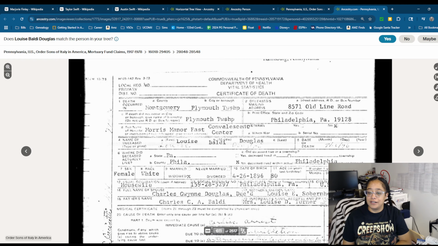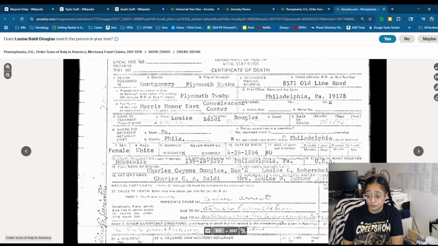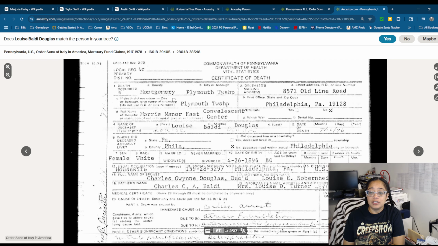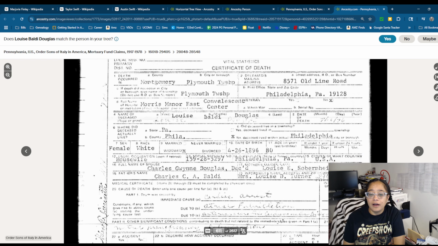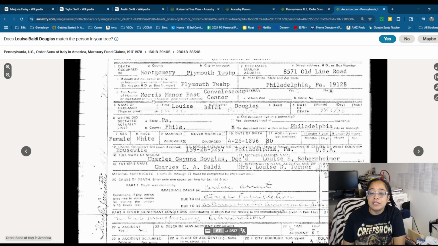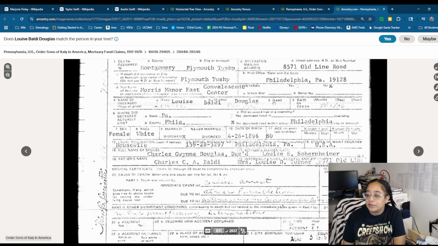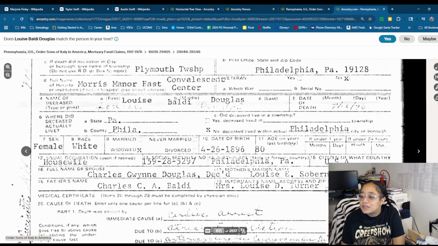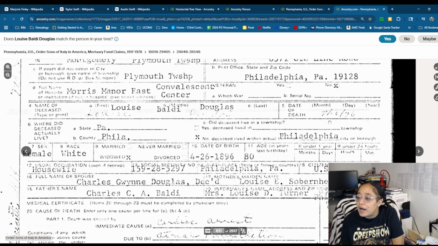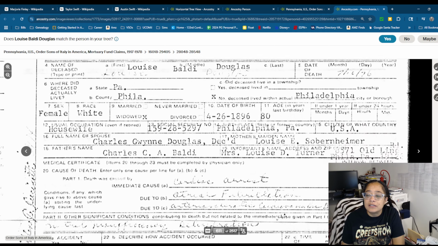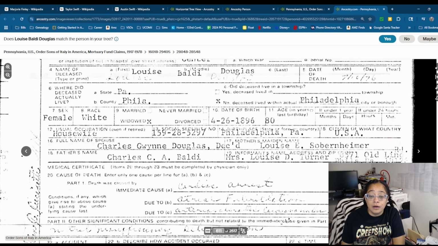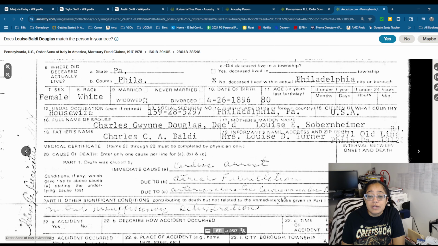But we're more interested in the death certificate here. Okay, so it says the death occurred in Plymouth Township, Montgomery County, Pennsylvania, at the Morris Manor East Convalescent Center. Again, Louise Baldy Douglas. Oh gosh, this is very faded. So maybe July 16th, 1976. And it says widowed, so we know the husband died before that.